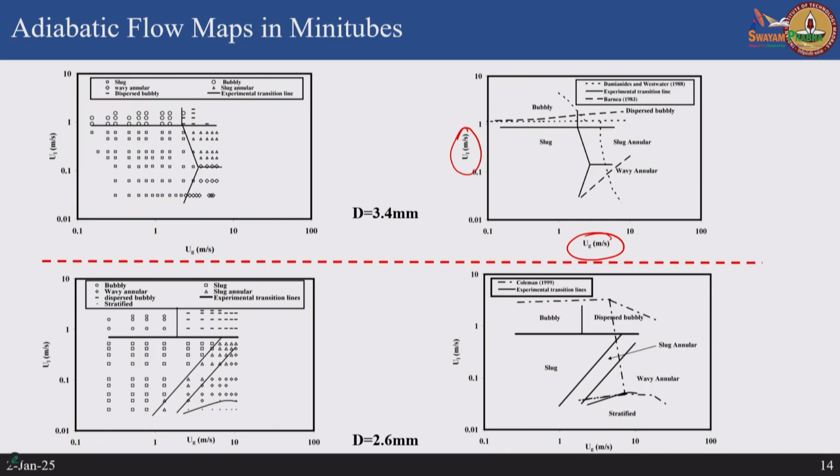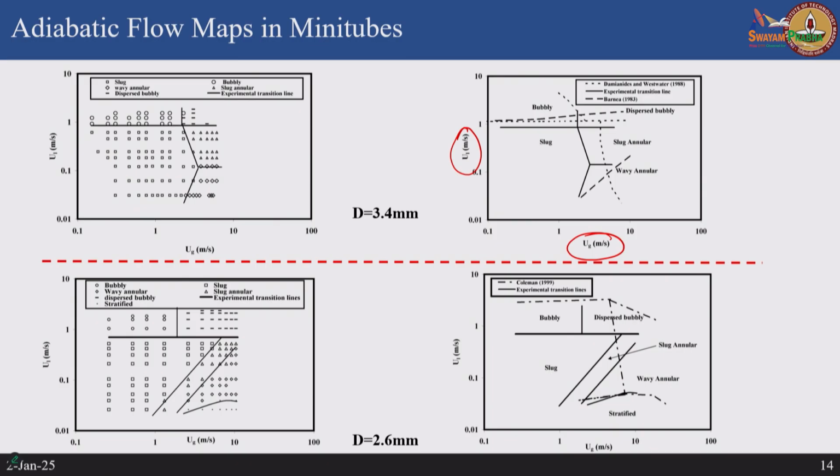Once you see this kind of flow map, with velocity of the liquid on one axis and velocity of the gas on the other axis, you know clearly it is an adiabatic flow map. When you are doing an experiment with flow boiling, you cannot have independent control of the velocity of the liquid and the vapor. You can do this only in a controlled experiment where the mass flow rate of the air and the mass flow rate of the liquid are mixed separately.